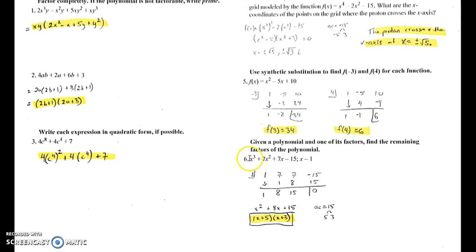I'm choosing to do synthetic because it's really easy to do with synthetic division. My coefficients are 1 from the x cubed, 7 from the x squared, 7 from the x, and -15. Plugging that in, I get 1, 8, 15 left over with a remainder of 0. 1, 8, 15 represents x squared plus 8x plus 15. Again, AC is 15. Two numbers that multiply to 15 that add up to 8 are 5 and 3. So the other two factors are x plus 5 and x plus 3. Those are the remaining factors.